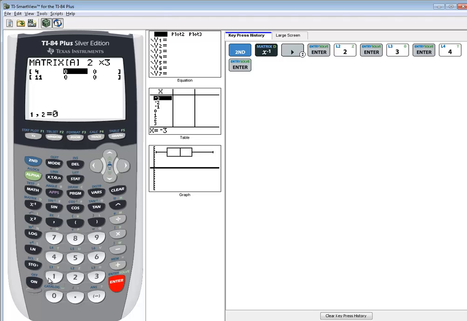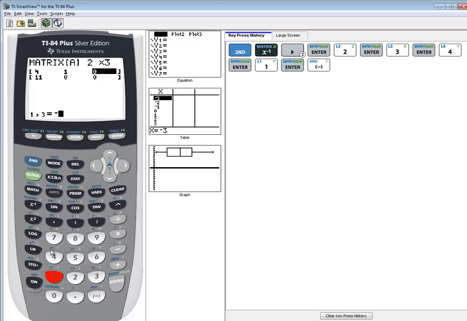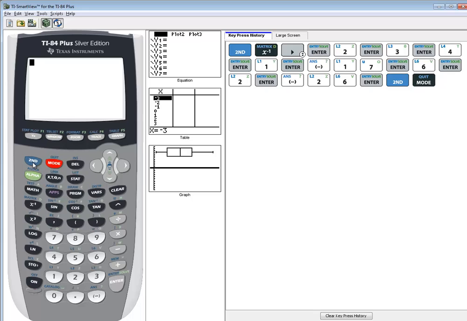So 4, enter, 1, enter. Negative 17, enter. 6, enter. 2, enter. Negative 26, enter. I'll do a second mode to exit out. Go back to my matrix menu, second x negative 1.